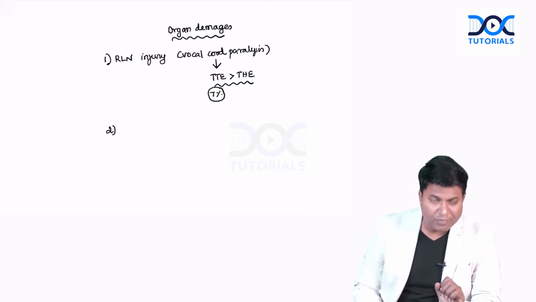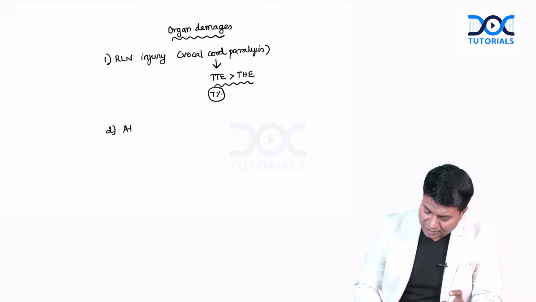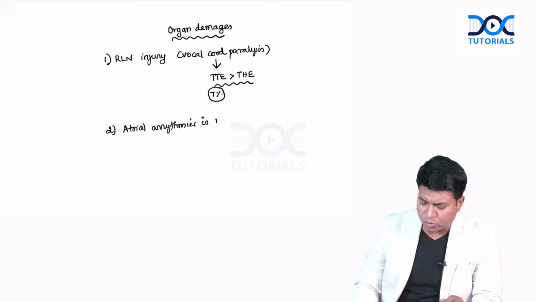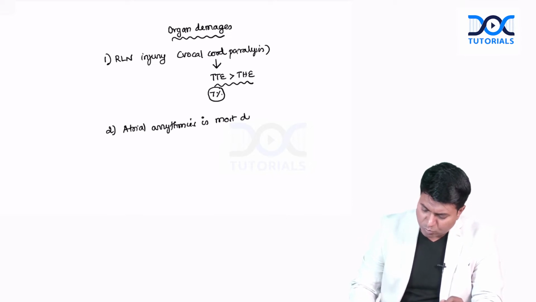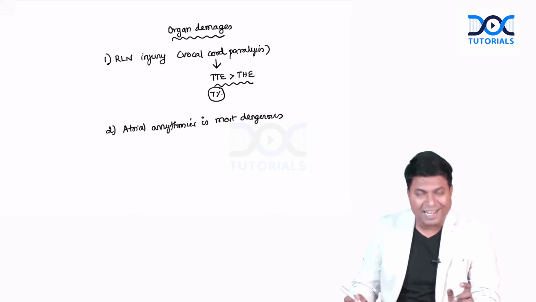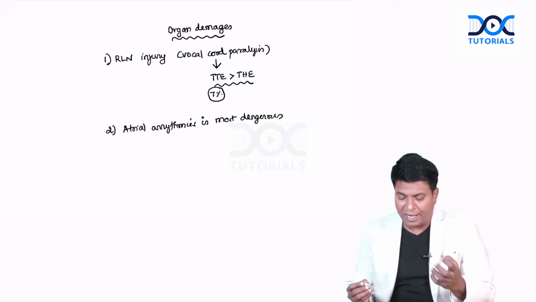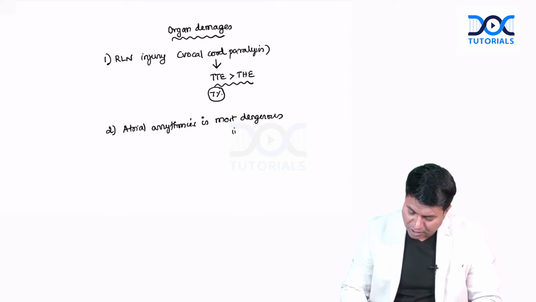Number 2, one of the very important complications is atrial arrhythmia. Atrial arrhythmia is the most dangerous intra-op complication when we are doing a transhiatal esophagectomy, because the heart can go into atrial arrhythmia.